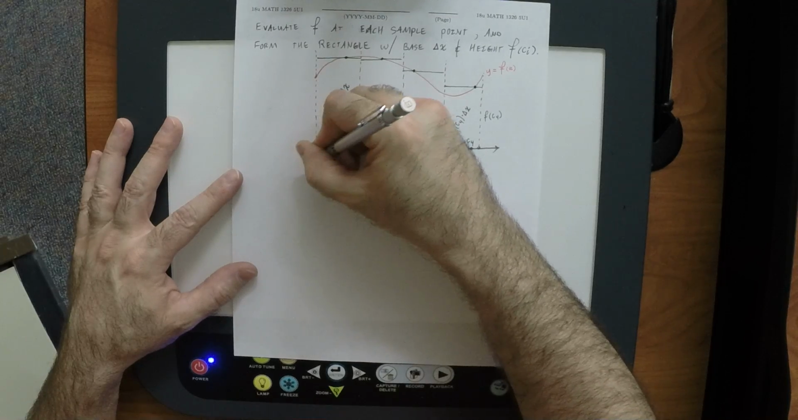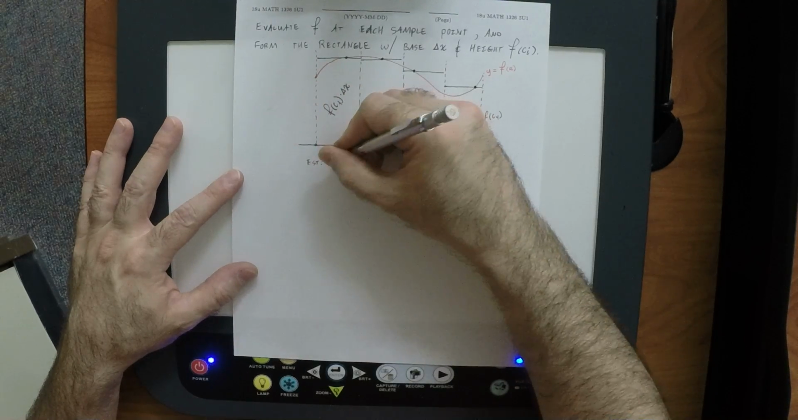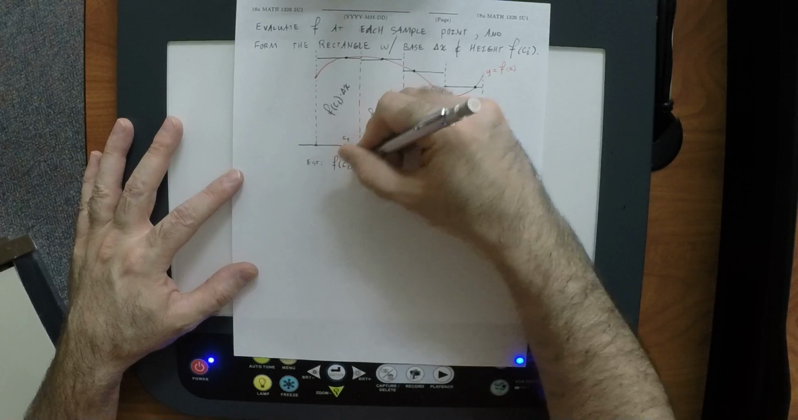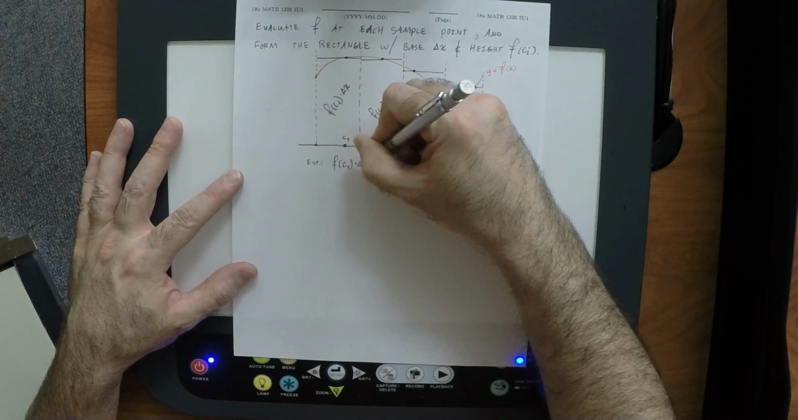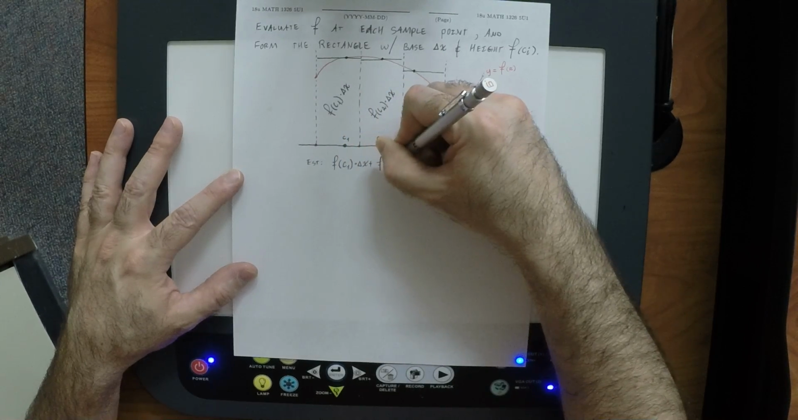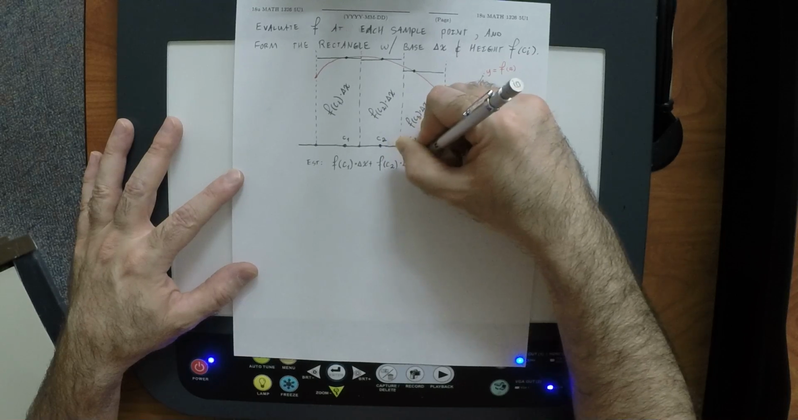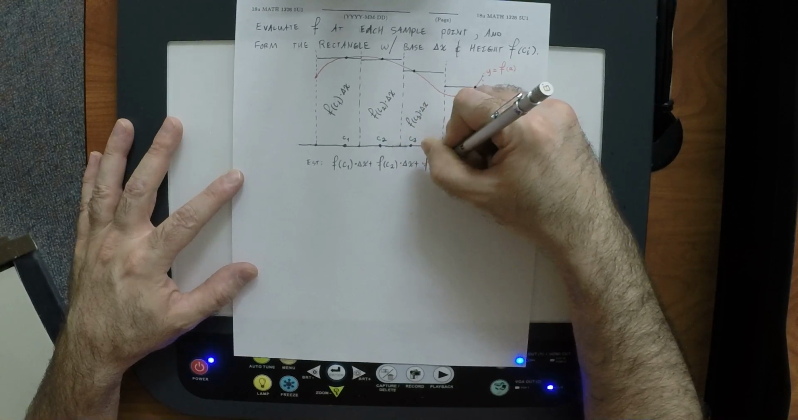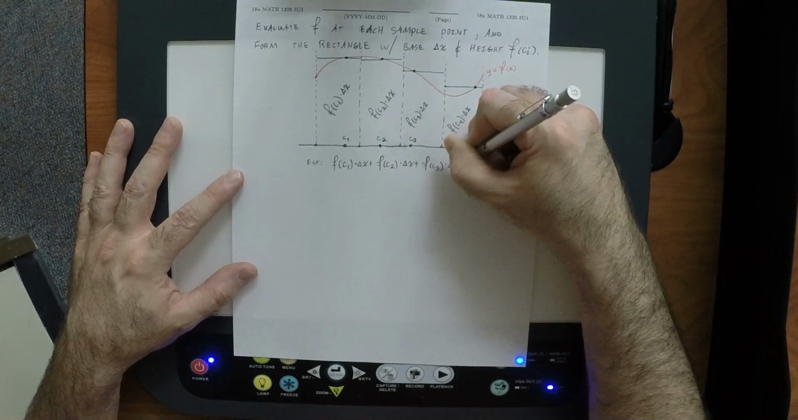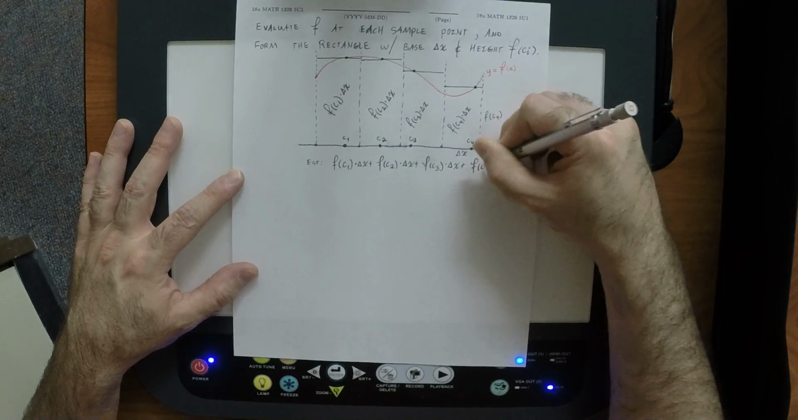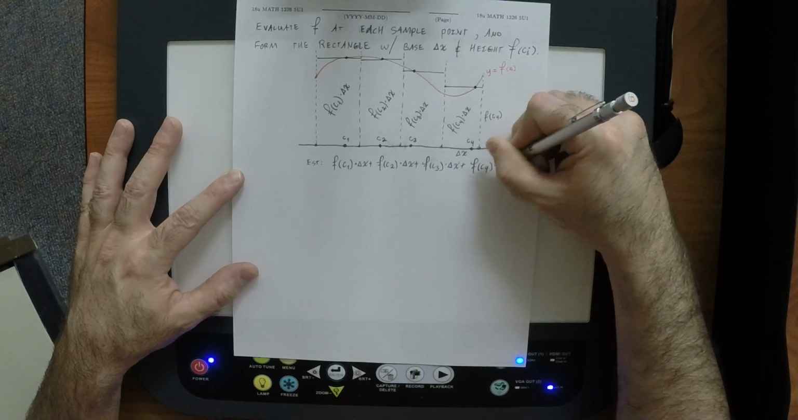So now, for this specific case of 4, the estimated area would be f of c1 delta x plus f of c2 delta x plus f of c3 delta x plus f of c4 delta x.